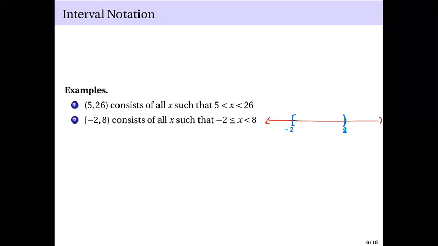Okay, parenthesis in there. And then we just shade this part here to mean that we are interested in all the numbers in between negative 2 and positive 8, including, of course, negative 2, but not positive 8. Okay?